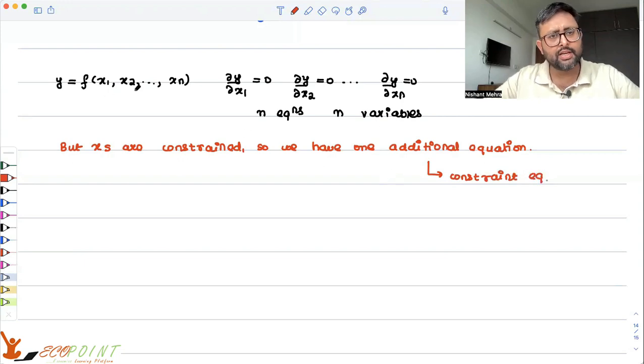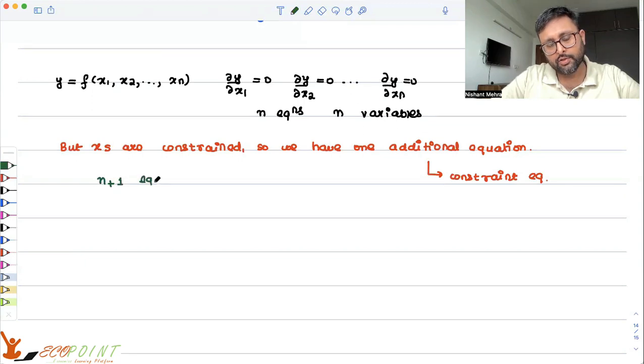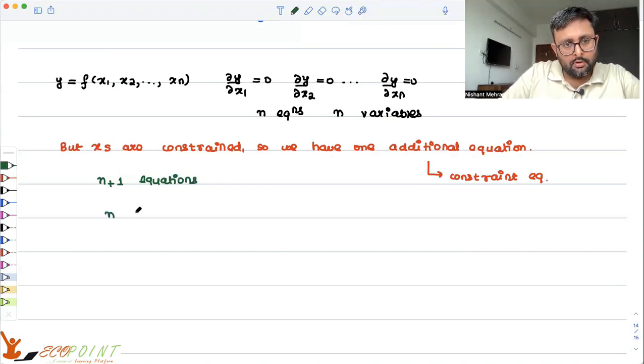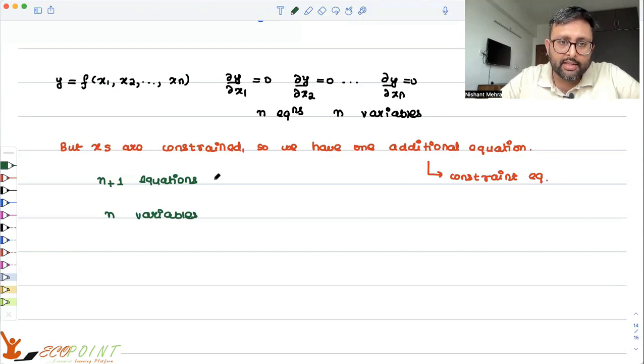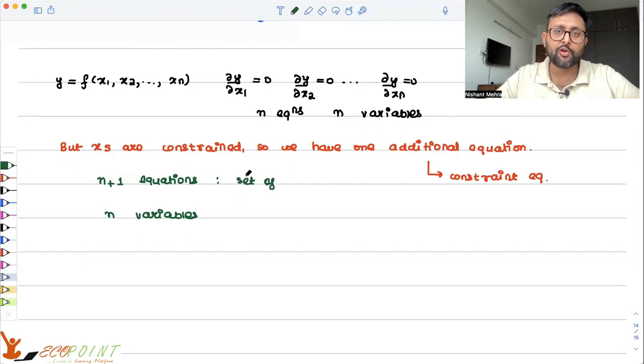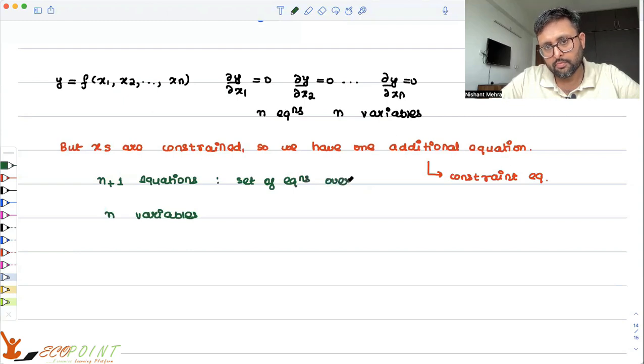How many variables do you have? You still have just n variables. But how many equations do you have? N plus 1. So you have n+1 equations but you have n variables. So don't you think that this set of equations is overdetermined? It means you have more equations and fewer variables.